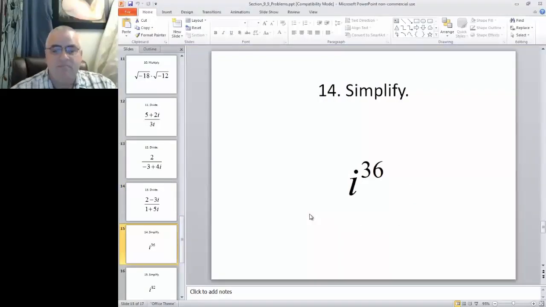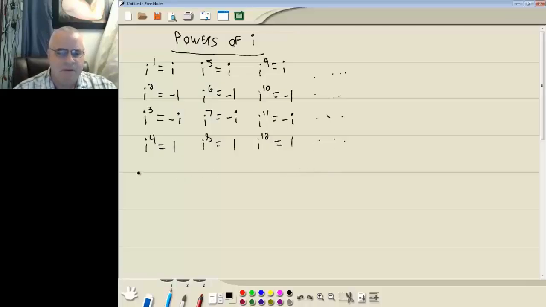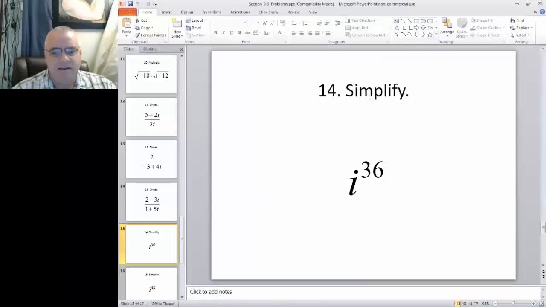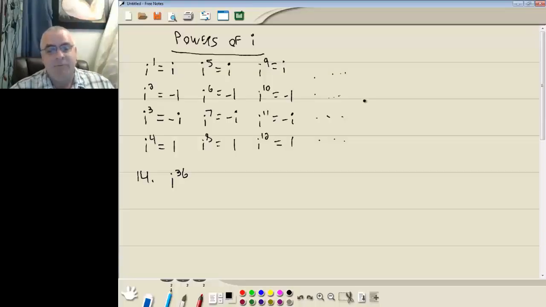Now let's take a look at our next problem. It says i to the 36. Now the instructions say simplify. It wouldn't even have to say anything. The fact that it's this way tells me that it's wrong. It has to be in standard form. So whatever way it's written, if it's not in standard form, you gotta put it in standard form.